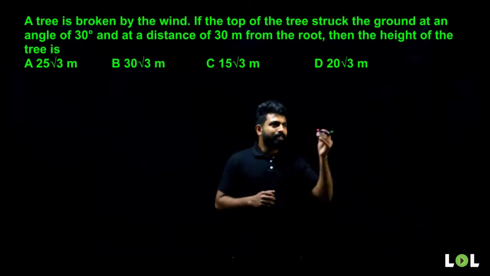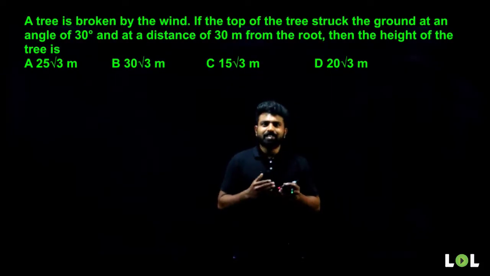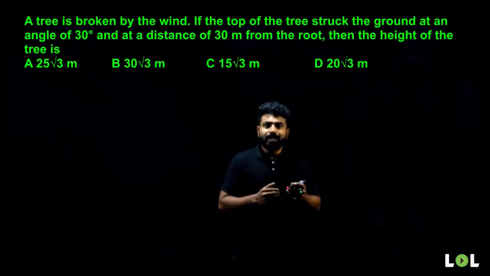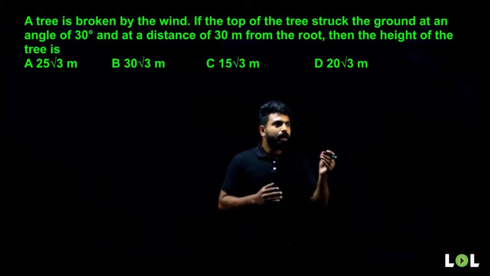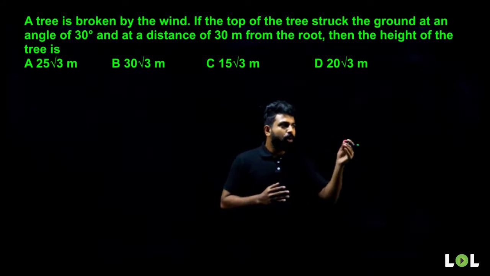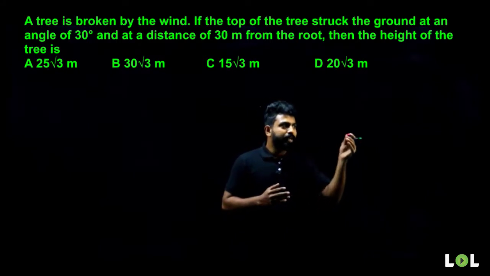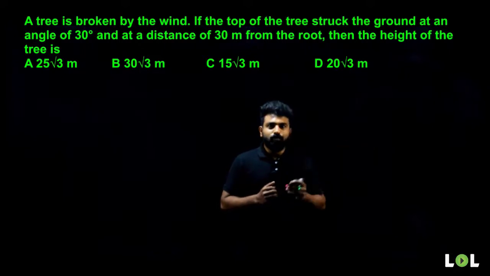So let us look at the first question for the day. Initially, let us look at easier questions, then gradually increase the difficulty. What does it say? A tree is broken by the wind. If the top of the tree strikes the ground at an angle of 30 degrees and at a distance of 30 meters from the root, then find the height of the tree. They're asking us to find the height of the tree here.